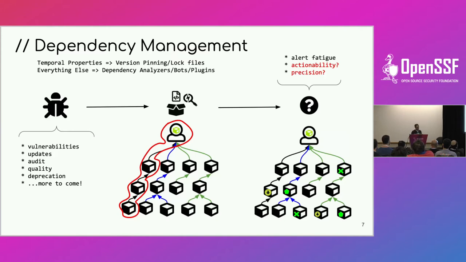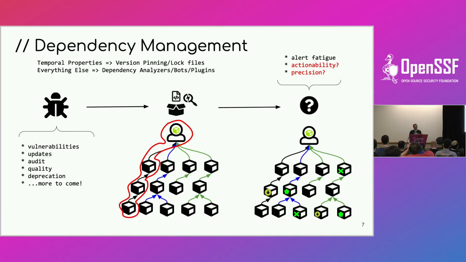So looking at the general approach to trying to understand these problems: with respect to the first one, the temporal properties, you can usually opt out of version updates by doing version pinning and lock files. And here we have a set of tools on how to deal with it in general. But for everything else, we have to start building dependency analyzers, bots, and plugins to be able to track and monitor problems that might exist in repositories or within your own dependencies.